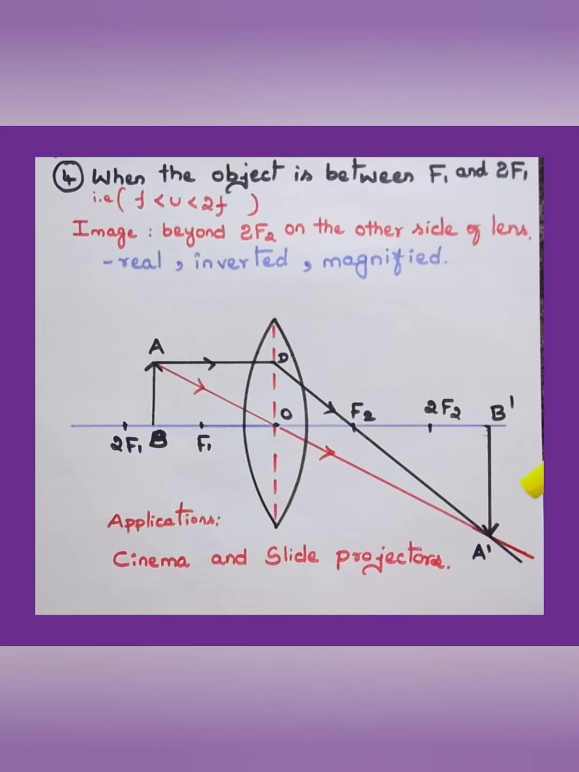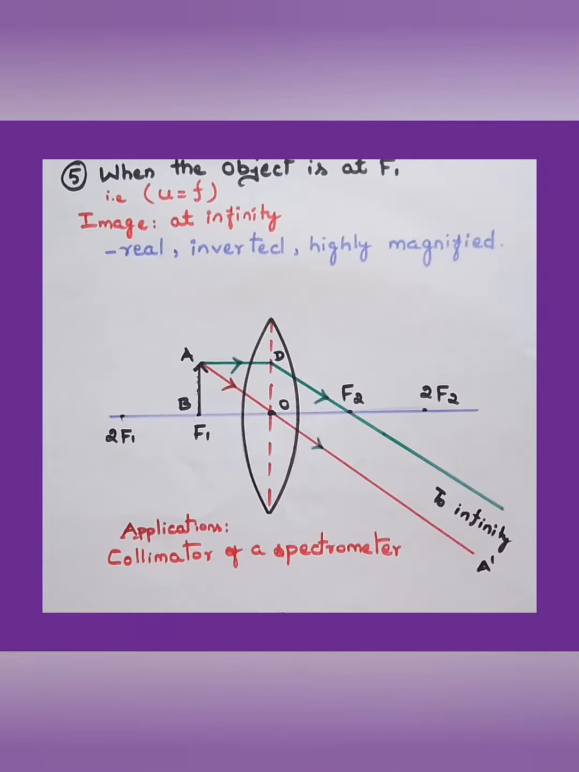Okay, care is taken to insert the projector slides in the projector. So this is the application of the above setup. On moving to the next one, when the object is at f1, that is u is equal to f value. Here the object is exactly on f1, and draw all these base diagrams as usual.